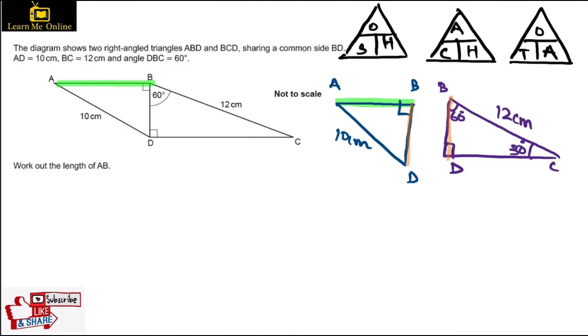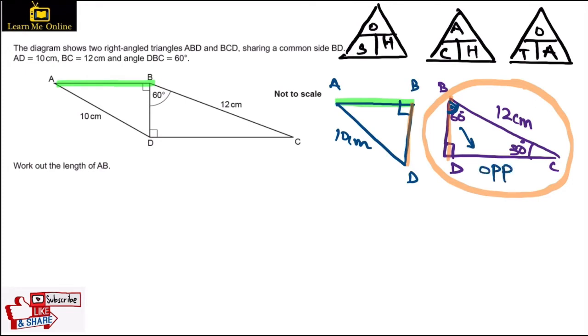Using this triangle, we're going to find the length of BD. How do we get the length of BD? First, according to the angle given, which is 60 degrees, I'm going to label opposite, adjacent, and hypotenuse. Remember, the side opposite the angle is the opposite. The longest side is the hypotenuse, which is opposite the 90 degrees. The other length is the adjacent.